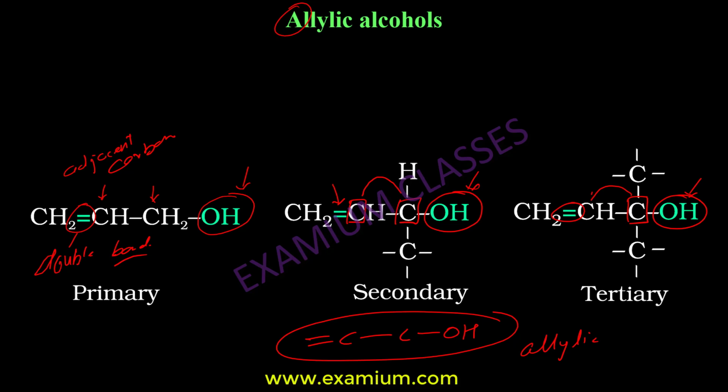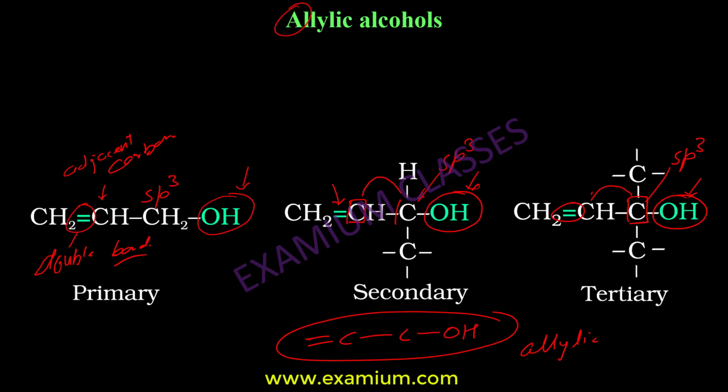So for the definition, you can see here that the OH group is attached to the carbon, and that carbon will always be sp3 hybridized. This carbon is sp3. Why sp3? Because there are 4 bonds on it. This carbon has 4 bonds. In each case, it will be sp3 hybridized, with 4 bond pairs as per VSEPR theory.